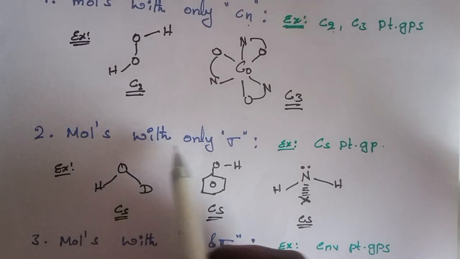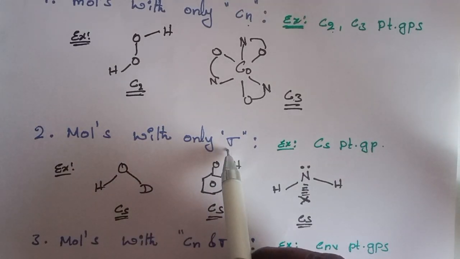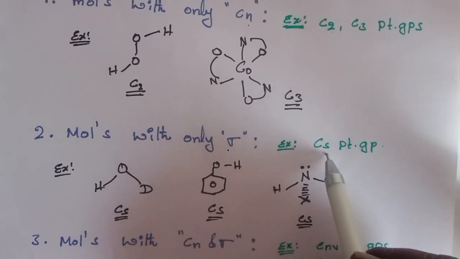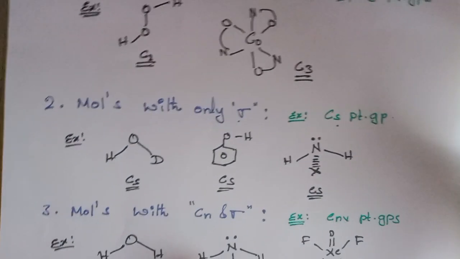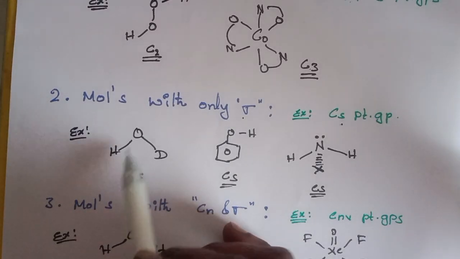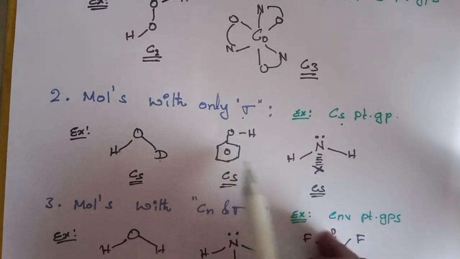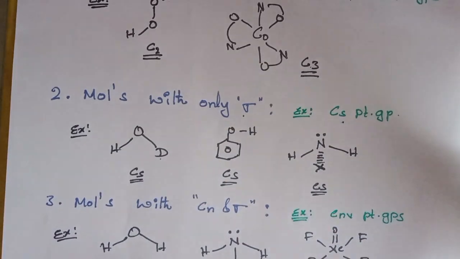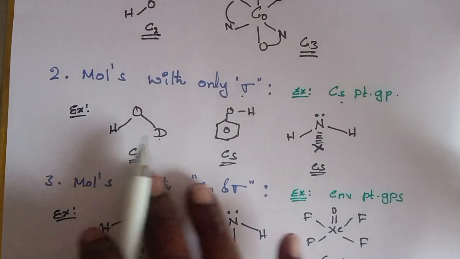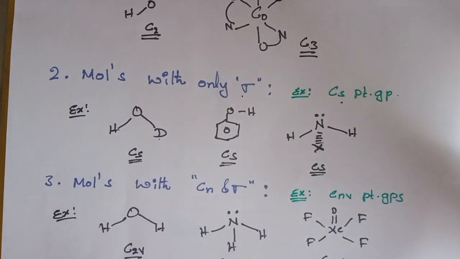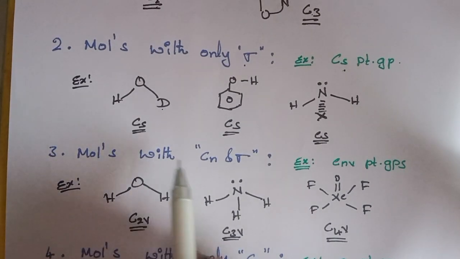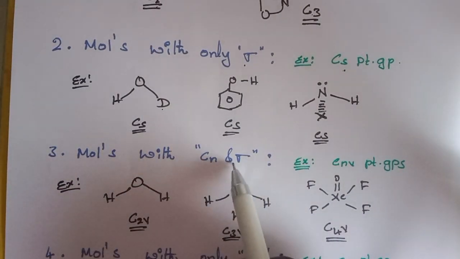Next point is molecules with only sigma. That means the molecules which come under the Cs point group will have the permanent dipole moment. So monodeuterated water, phenol, monosubstituted ammonia, all come under the Cs point group, so these molecules can have the permanent dipole moment.